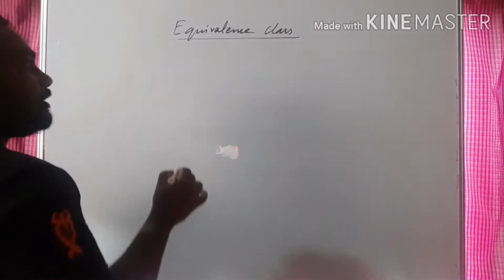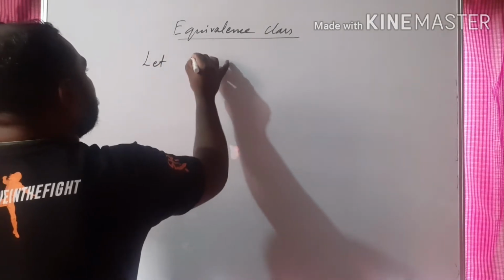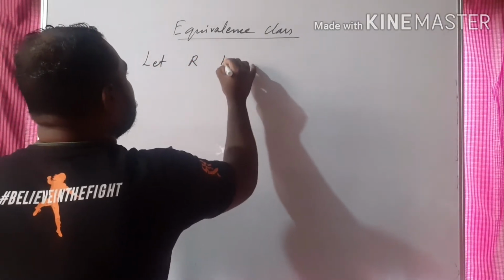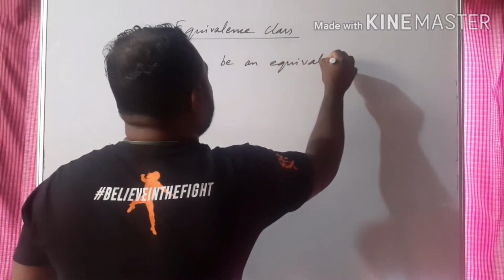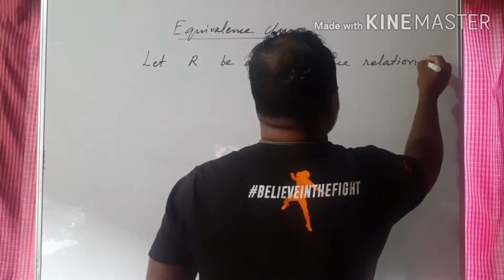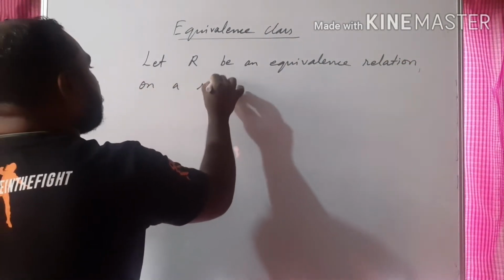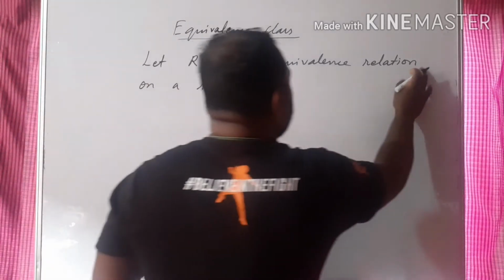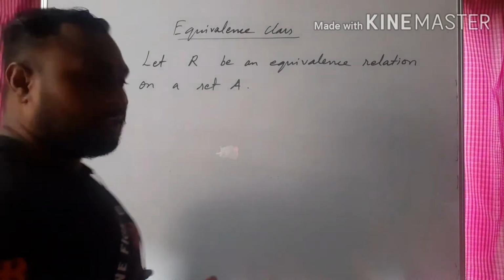So first of all let us see the definition. Let R be an equivalence relation. So I am considering an equivalence relation on a set A.